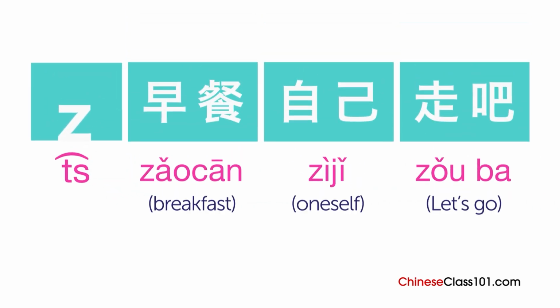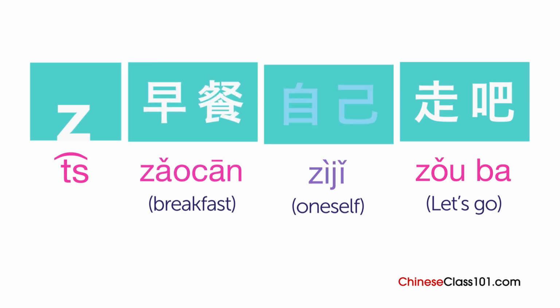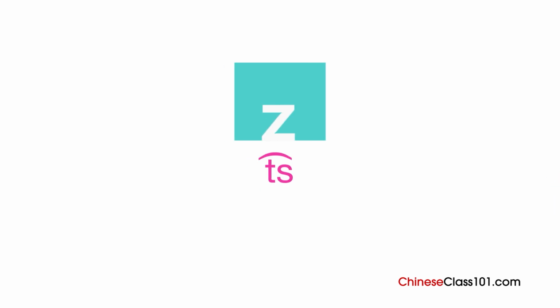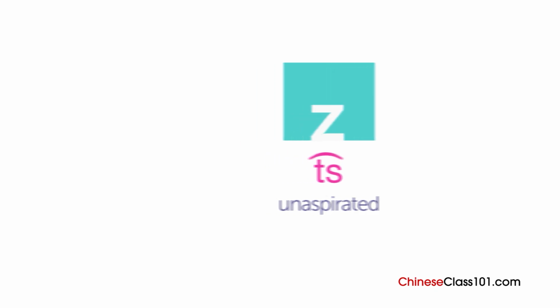The first consonant is z, 早餐, 自己, 走吧. This consonant sound is like a combination of a T and an S sound. It starts off as a T sound, but ends with an S sound. Here's a great tip. You can produce this sound by saying the word pizza. So one useful trick is to bounce off of the ending when trying to pronounce this consonant sound. Additionally, this is an unaspirated sound, so don't blow out a puff of air. Otherwise, you'd be making another sound.